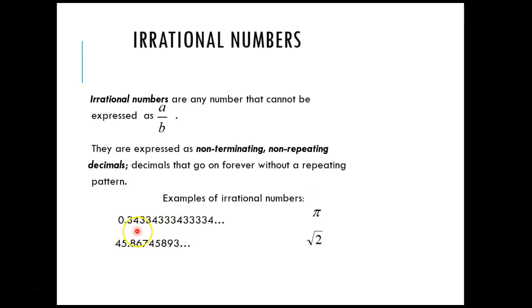So let's focus on this decimal. Okay, it's repeating, repeating, repeating. It tells me right here, these 3 dots tell me that they never stop and there's no pattern to it. So it's irrational. Let's move on to this one. 45.86745.893. Okay, it's non-terminating because of these 3 dots and there's no pattern. So that is irrational. And we have talked about pi.